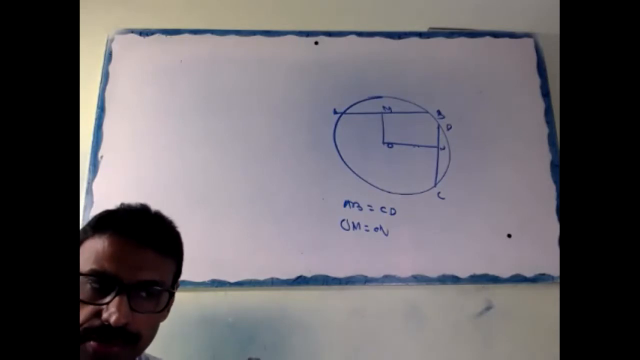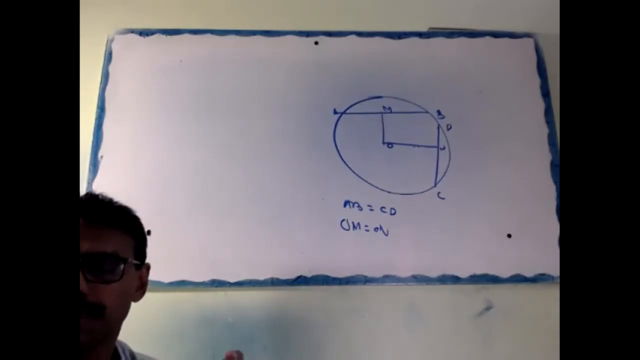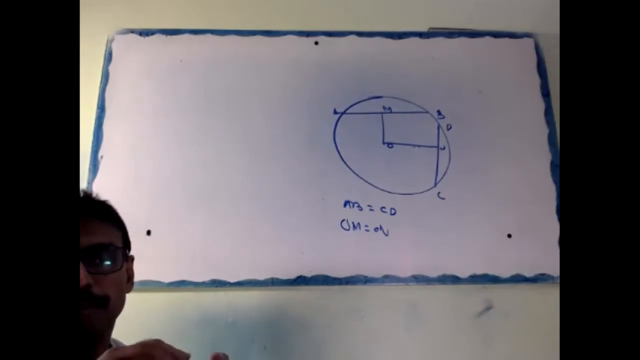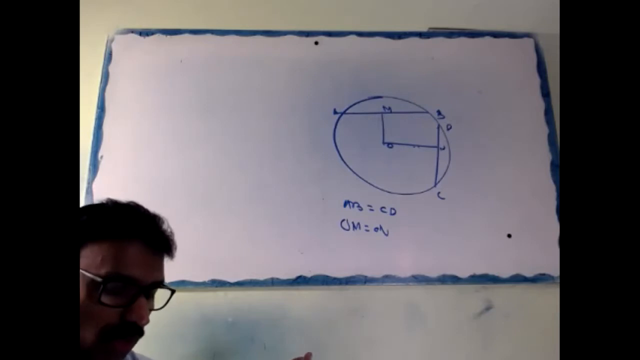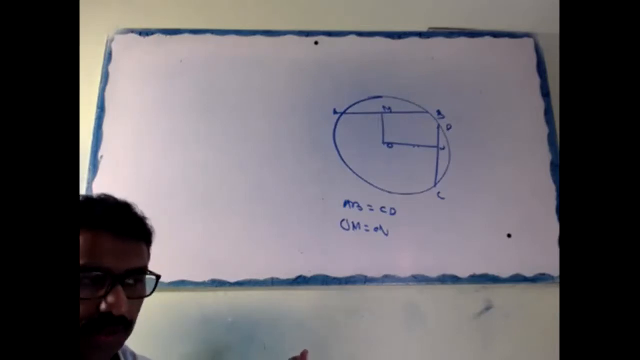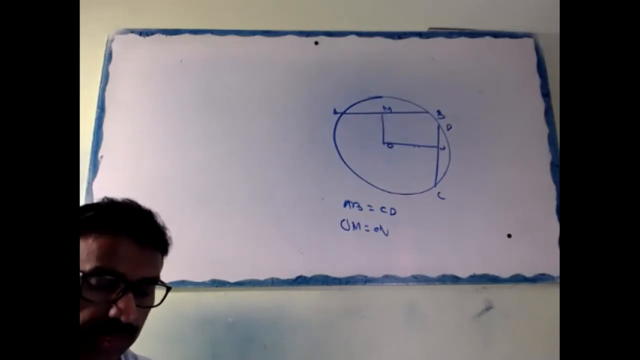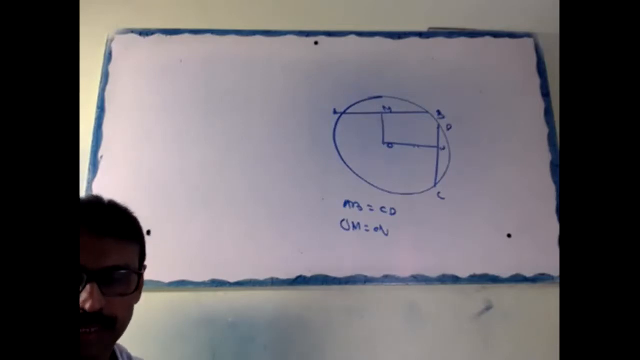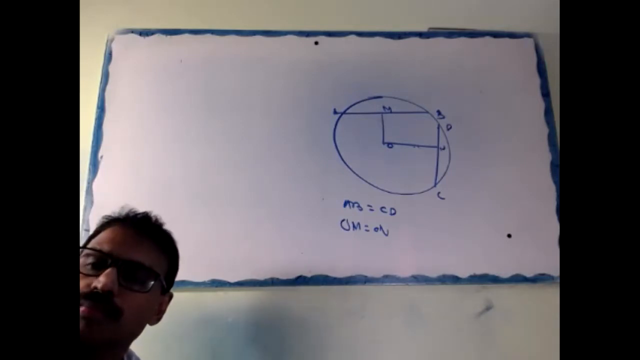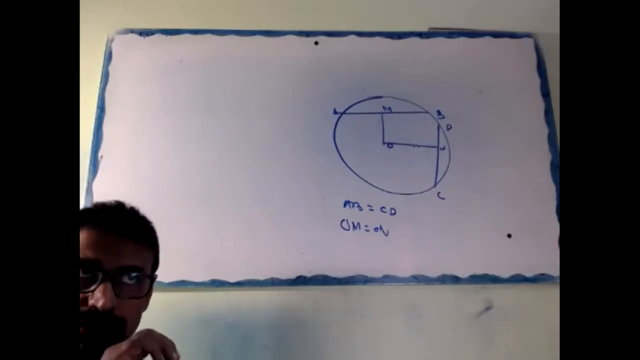Theorem number one: the perpendicular from the center bisects the chord. Then the line segment joining the center and midpoint of the chord is perpendicular. Third theorem: equal chords of a circle are equidistant from the center. Fourth theorem: chords of a circle which are equidistant from the center are equal. This fourth theorem you should be familiar with before the next class. Then only we can do the questions.